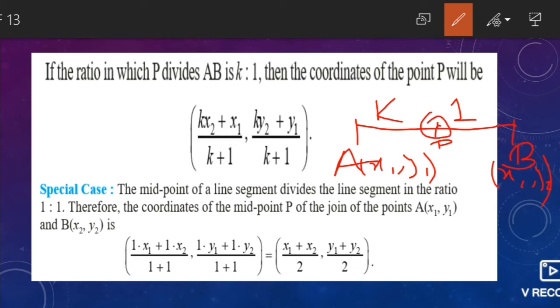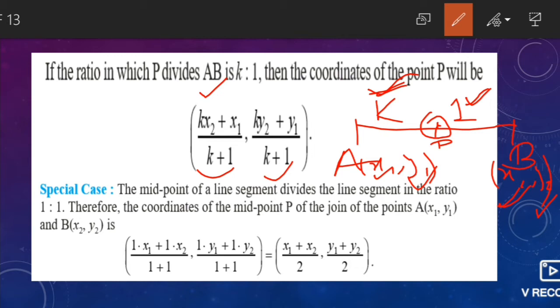The procedure is the same. For the x coordinate it will be k into x2, the opposite one, plus 1 into x1, by the sum of the ratio, that is k plus 1. Similarly for the y coordinate, k into y2 plus 1 into y1 by k plus 1. In this way you have to remember how to use the section formula.